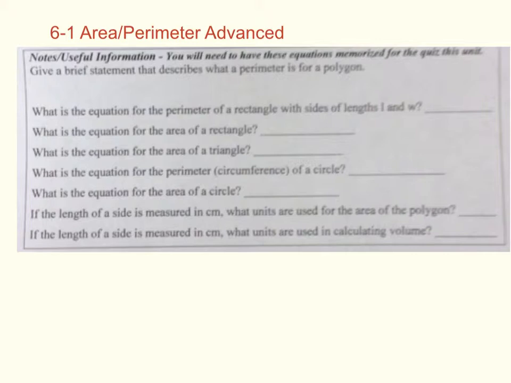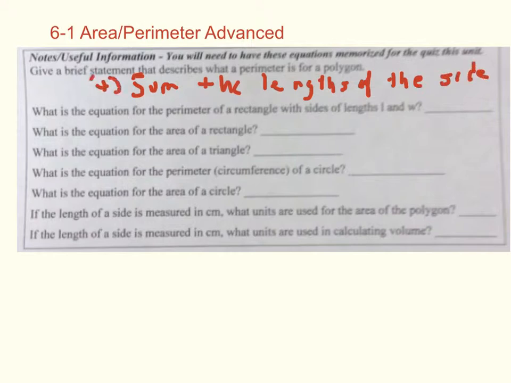So, real quickly running through it, a brief statement that describes perimeter. Perimeter of a polygon or perimeter of a shape is the distance around. So all you do is sum the lengths of the sides. Sum means add. So all you're really doing is adding up all the lengths of each side of a polygon to get the perimeter. Perimeter means distance around.